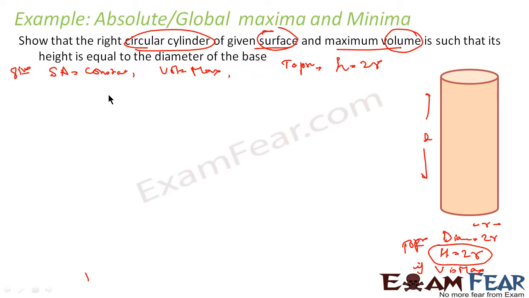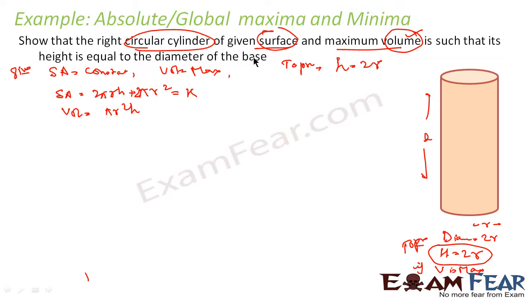It means that SA is nothing but 2 pi r h plus pi r square into 2, and this is some constant, it is k. And my volume is pi r square h. I have to find the value of r for which this volume is maximum.